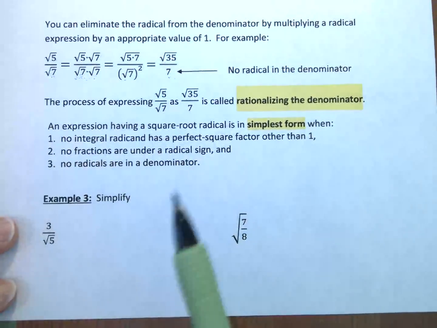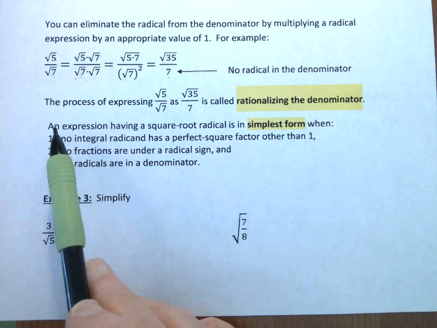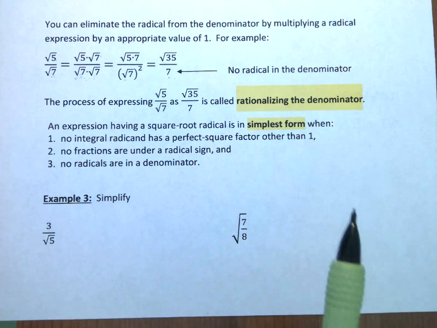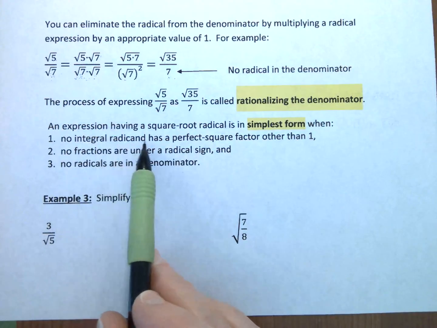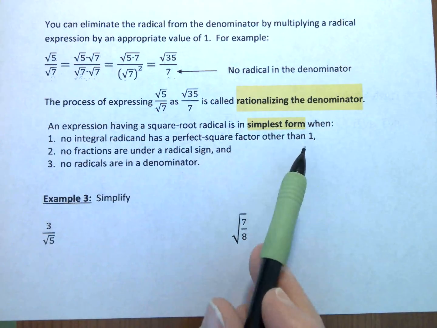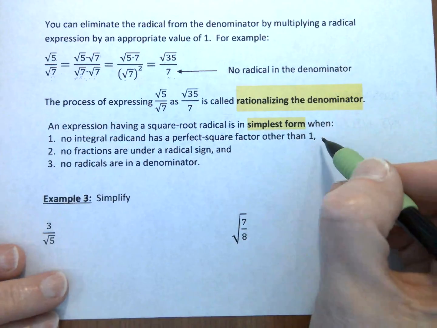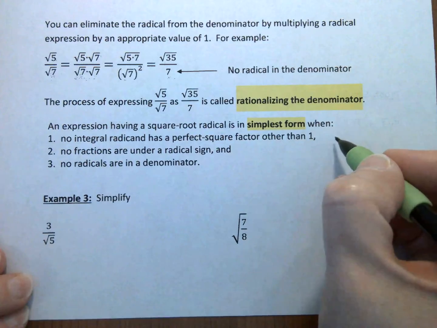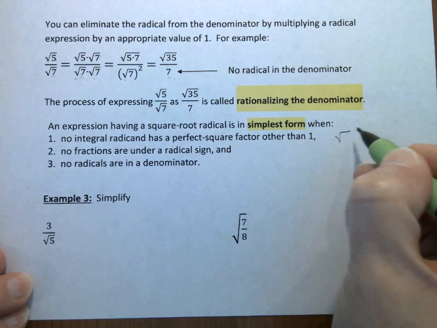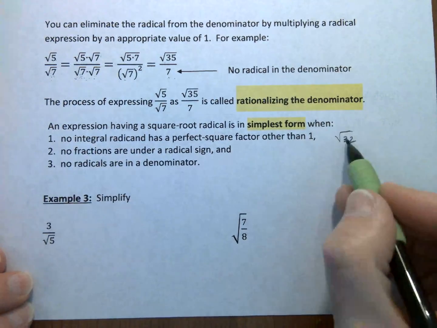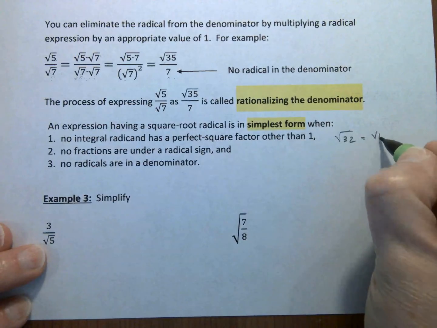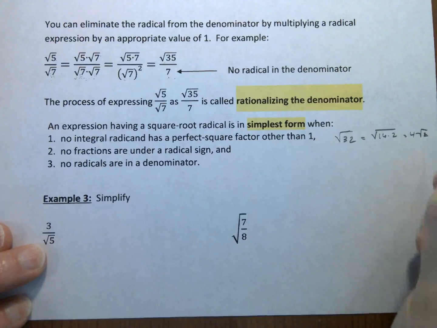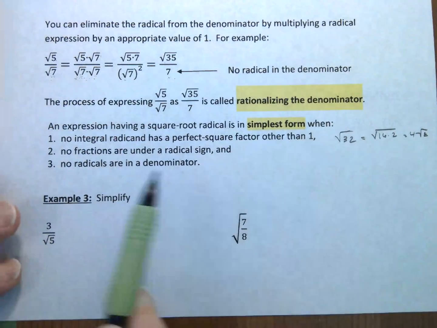Now here's basically the steps that we would go through. An expression having a square root radical is in simplest form when no integral radicand has a perfect square factor other than 1. So in other words, I don't have a square root that I can still factor something out of. So if I have 32, that's not in simplest form because I can factor out 16, which is a perfect square. Okay, so this would be considered simplest form.